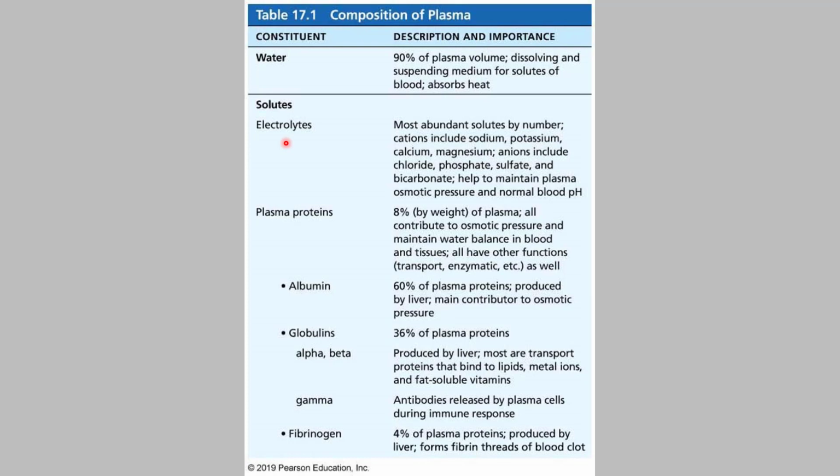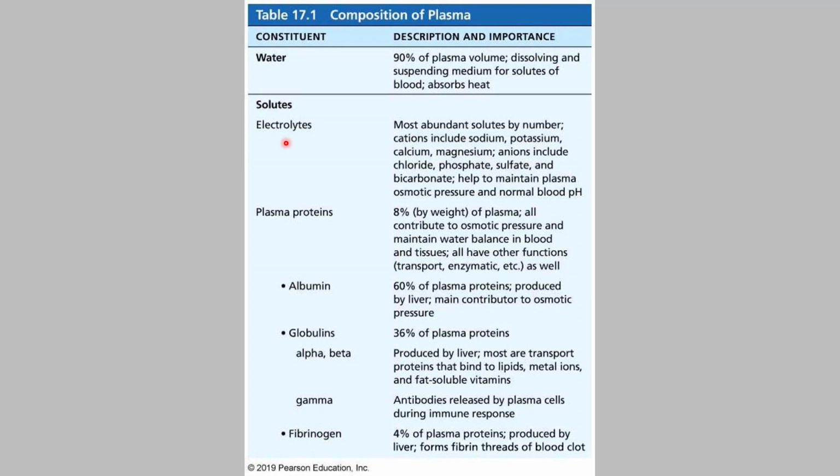Now, next we've got proteins, and there are dozens of different types of proteins in the plasma, but the ones that we are concerned with right now is albumin, globulins, and fibrinogen. And proteins in general in the blood make up about 8% of the plasma by weight. All of them contribute to the osmotic pressure, which we will talk about in just a little bit, but they all also have some other functions.